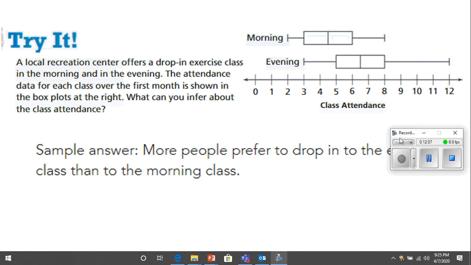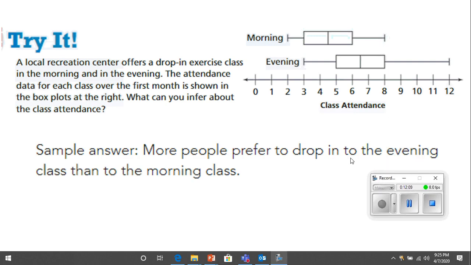Well, we can infer that more people prefer to drop in to the evening class than the morning class. The median is set higher, and the interquartile range seems to be between 5 and 8 in the evening class, where it's only between 3 and 6 in the morning class.